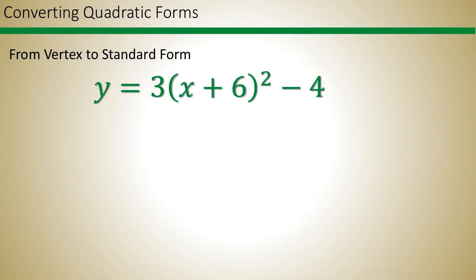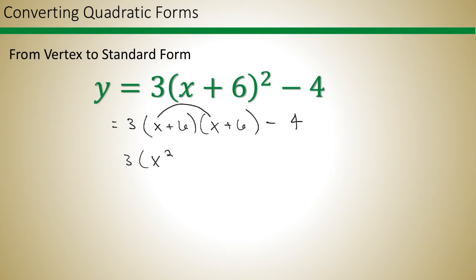Okay, on this example, we have a 3 in the front, but the first thing, still, we're going to expand this binomial that is being squared. So let's rewrite this thing. We've got 3 parentheses x plus 6, x plus 6 minus 4. All right, first thing, we're going to distribute this thing out. x times x is x squared. x times 6 is going to be 6x, 6x again, and then 6 times 6 is going to be 36 minus 4.